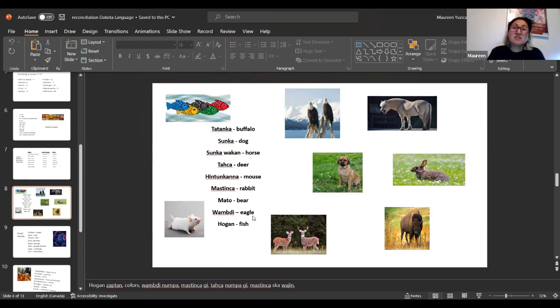Rabbit is mastincha, mastincha. So the C is ch. Mastincha. And bear is mato, mato.